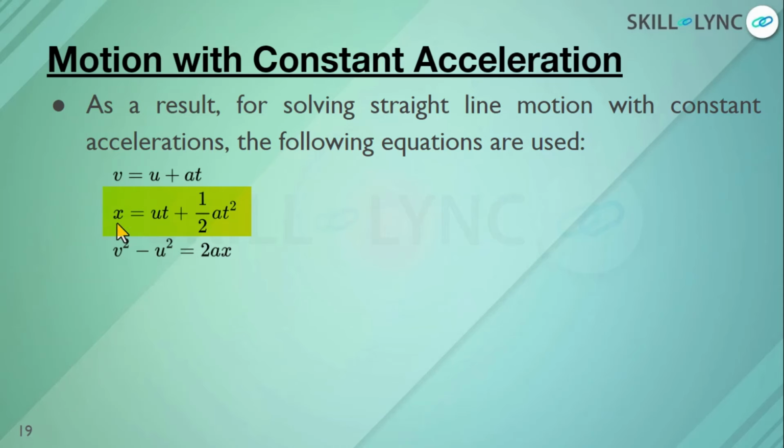And what is x? X is actually the displacement. As we have learned earlier, the difference between distance and displacement: displacement is the shortest distance traveled.